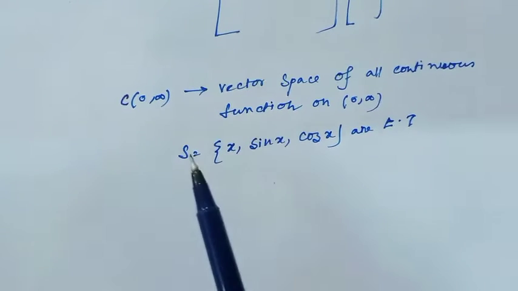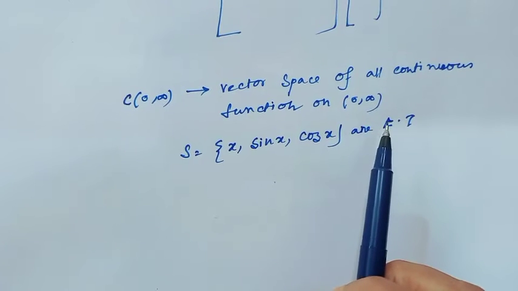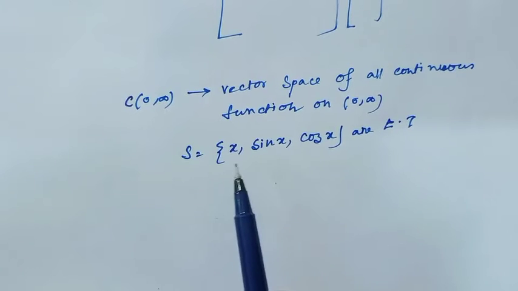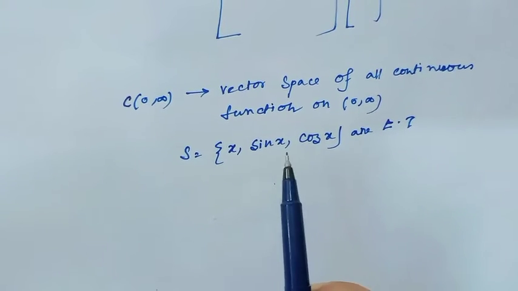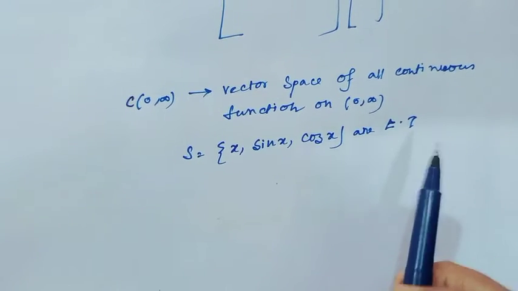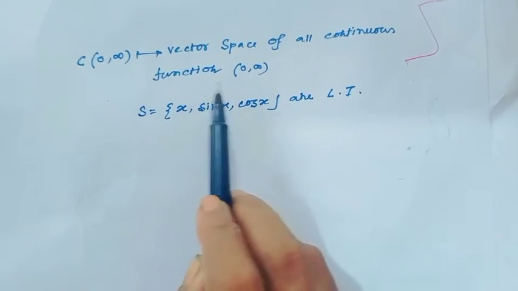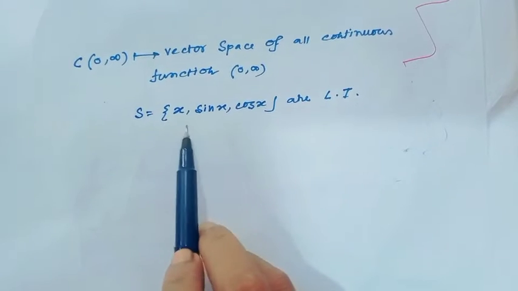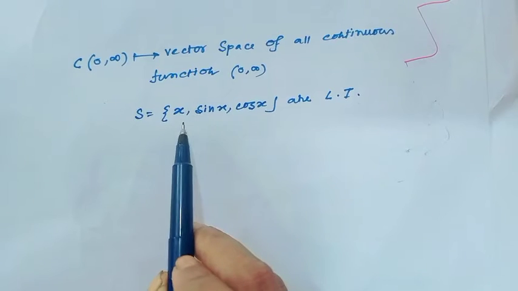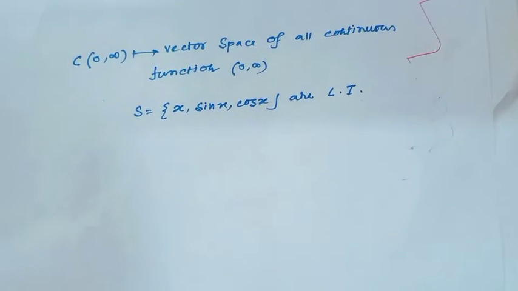Question. The given set is C(0, infinity), which is the vector space of all continuous functions on (0, infinity). We have to check the set which contains the vectors x, sin x, cos x. Is this set linearly independent or not?